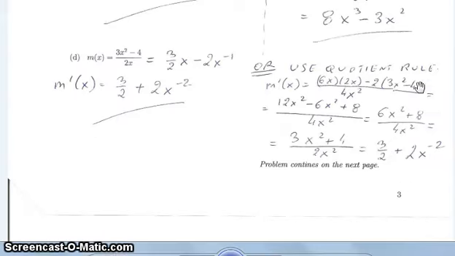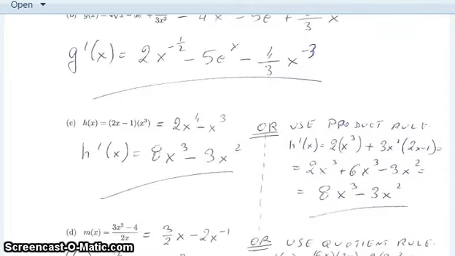Now the next problem, oh, it's the wrong file.